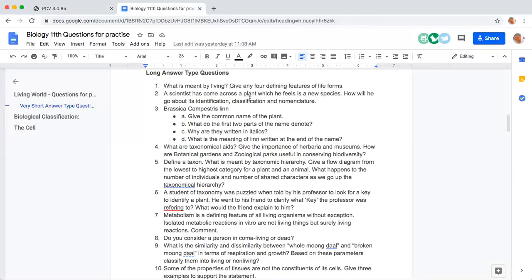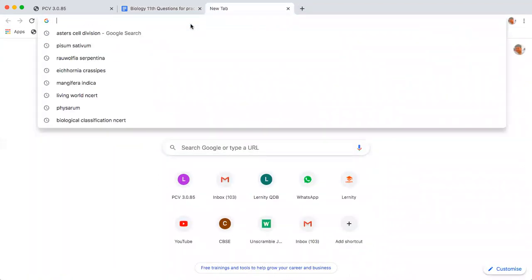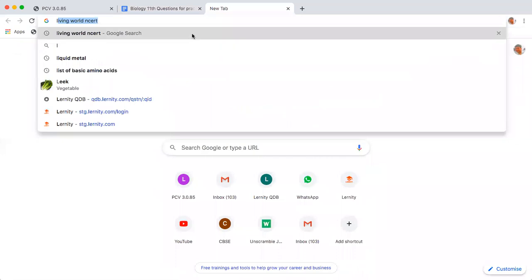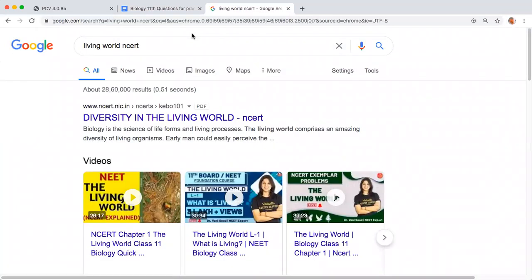Moving on to the next question. A scientist has come across a plant which he feels is a new species. How will he go about its identification, classification, and nomenclature? Okay, so what he has to do is the question. It is not as simple as he will use the keys. It is a long process.